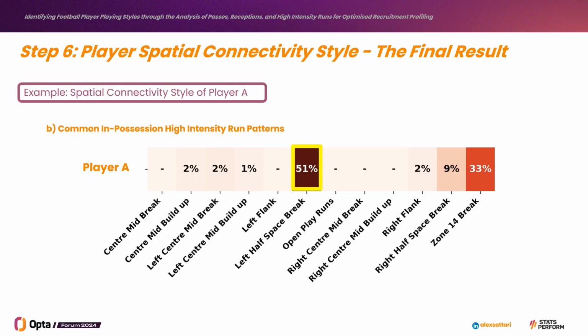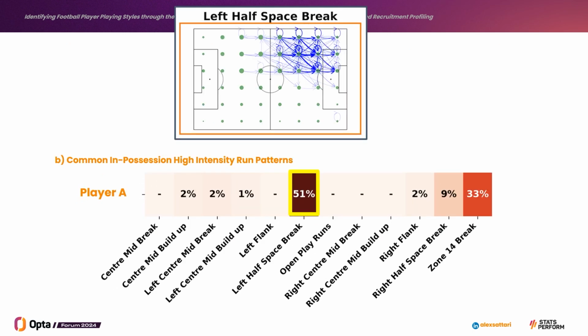Now let's look at his in-possession high-intensity run patterns. The first thing we can see is that 51% of his run patterns are coming from the left half space break. How does the left half space break look? It looks like this. It means a lot of forward runs and diagonal runs into the left half space. We can also see that he has 33% of zone 14 break pattern, which is a lot of forward straight runs from the midfield into zone 14. So this player shows that he's probably a forward playmaker who does a lot of in-possession runs forward into the half space and zone 14.